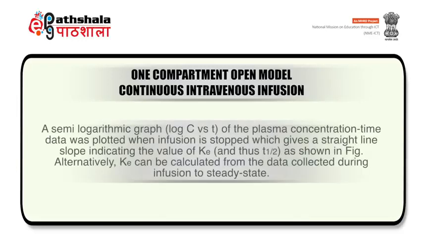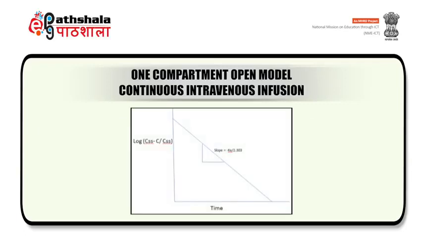A semi-logarithmic graph, that is log C versus T of the plasma concentration time data when plotted after infusion is stopped, gives a straight line with slope indicating the value of Ke, and accordingly T half can also be calculated. Alternatively, Ke can be calculated from the data collected during infusion to steady state. When log (Css minus C) over Css is plotted against T, a straight line is obtained and the slope gives you Ke.